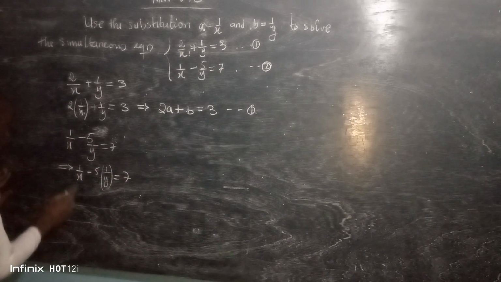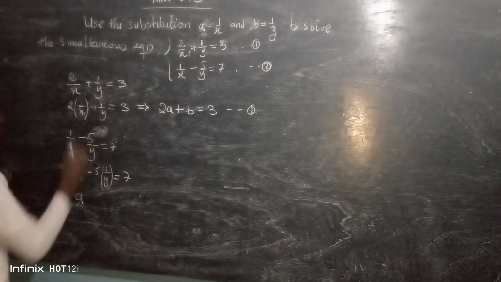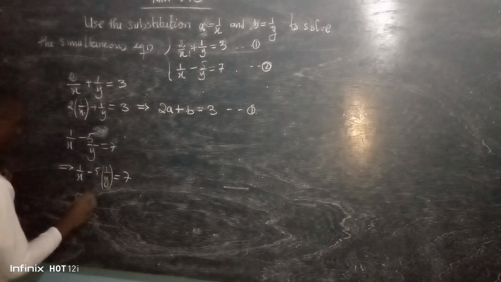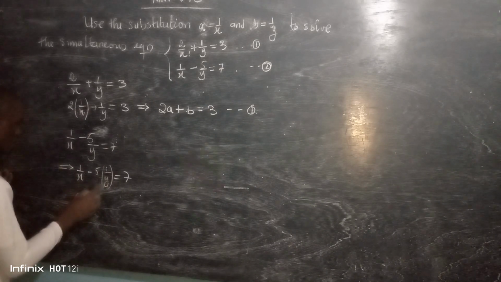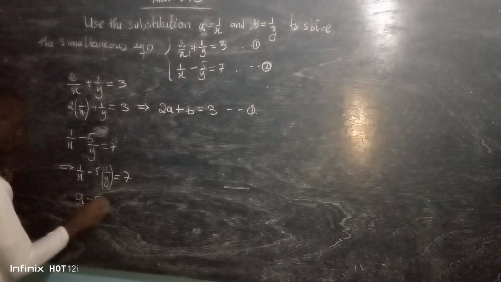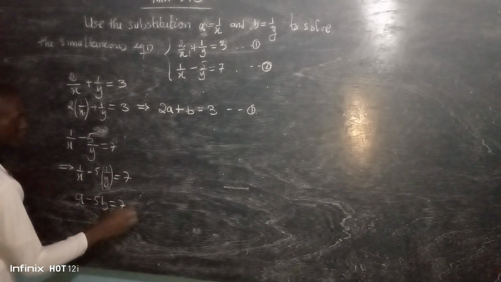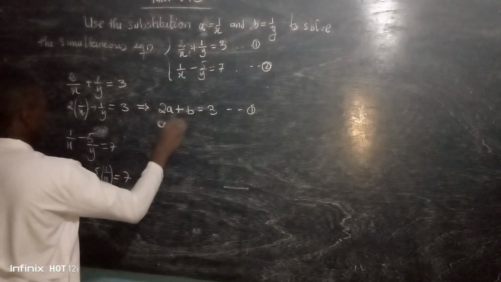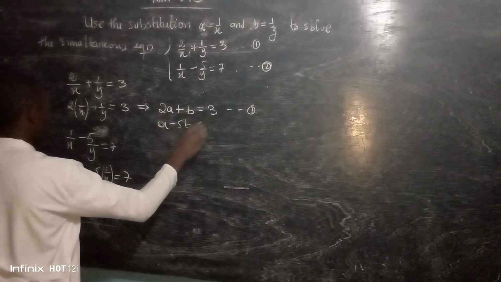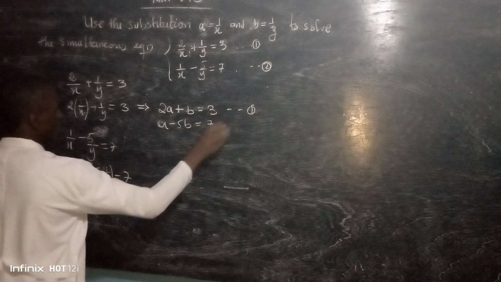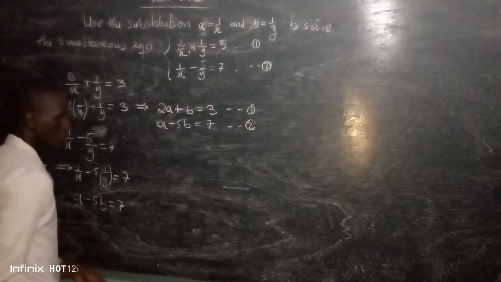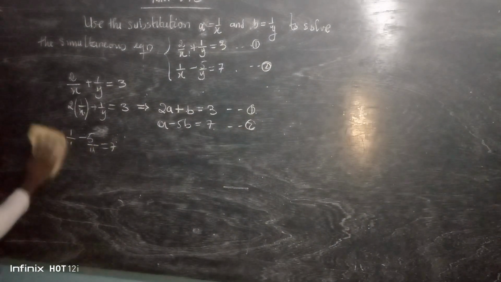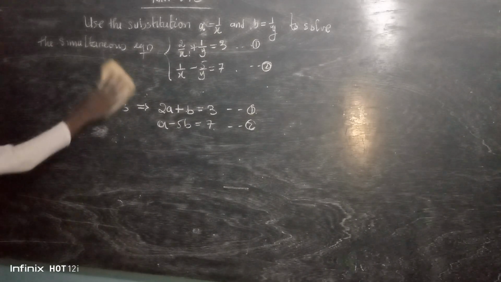Then now 1 on x is a, according to the substitution given in the equation, and 1 on y is b. So I have minus 5 times b, this here is b, equals 7. So this is my new equation 2. So I'm solving now a minus 5b equals 7. This is my new equation 2. So I'll just clean up this now. Basically, this is what you are supposed to do. We have transformed the equation to have this.